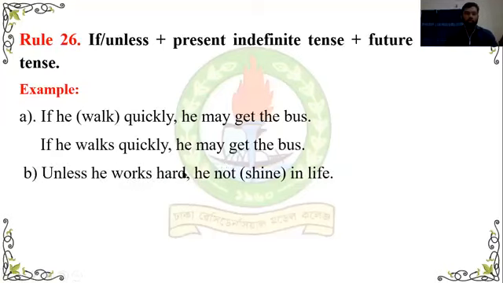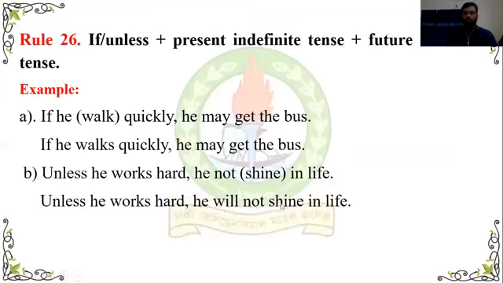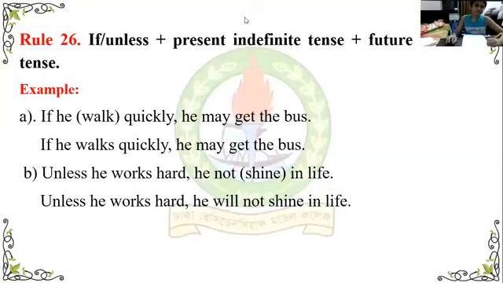Another example is, unless he works hard, he will not shine in life. Here you see, after unless, there is present indefinite tense, and so we have to make it future indefinite tense. Okay, do you understand it, boys? Yes, sir. We understand. Write down this example or rule quickly.